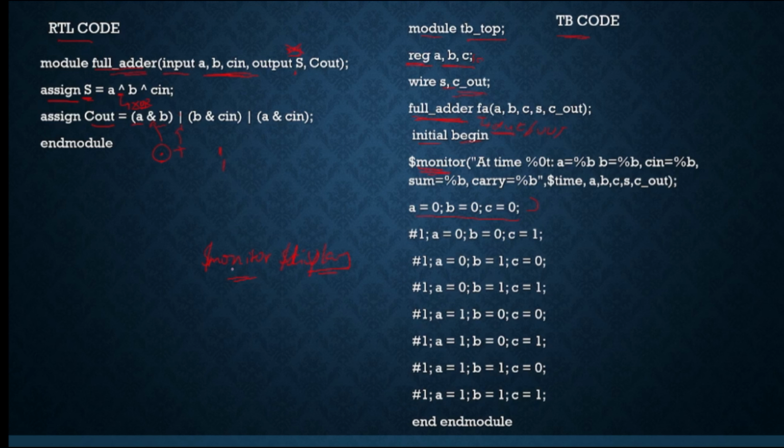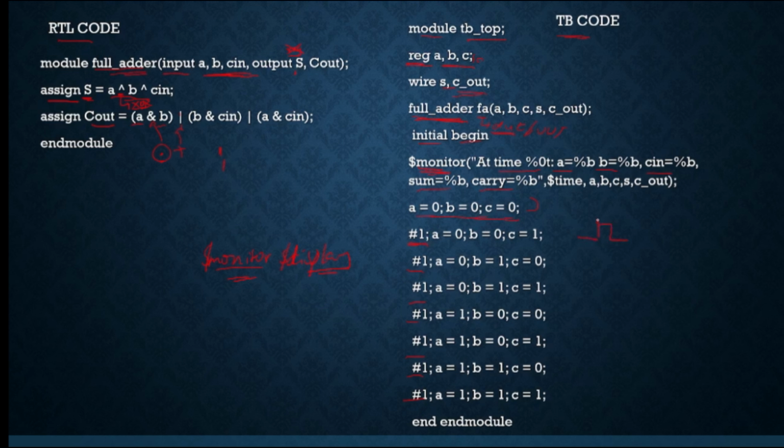Okay, now after writing $monitor, I also want to know the time at which that particular event is taking place, because I'm giving a delay here for every one clock cycle. Each value should be driven into this particular RTL, so that is why I am also taking the time. Along with time, I will be taking all the values A, B, C in, and sum, C out. Okay, all are percentage b, percentage b. Now I am driving the values. What values am I trying? Like 0, 0, 0 one time, and then after hash one, like after one clock cycle.